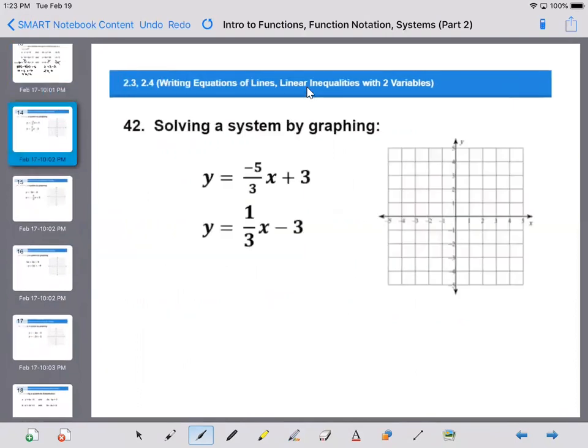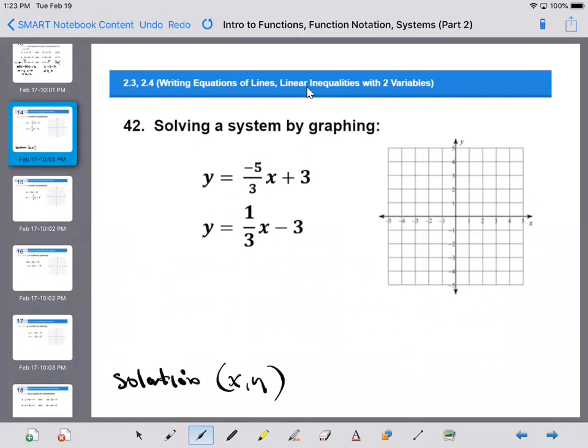All right, now let's switch to graphing. So when you've got equations, we're going to graph both and see where they intersect, and where they intersect would be the solution. That's what we're looking for.